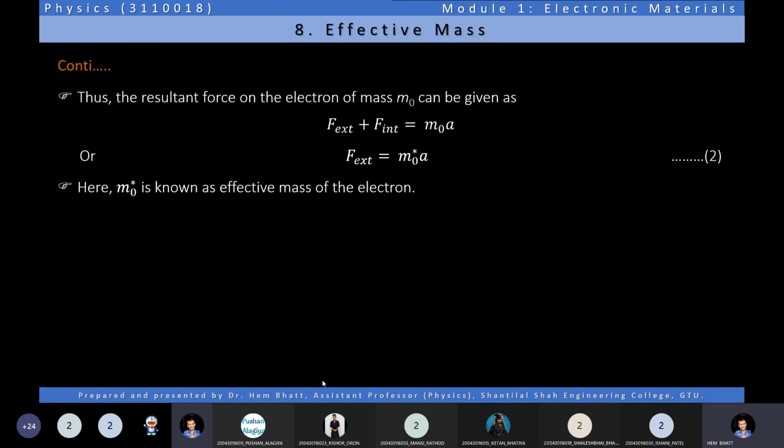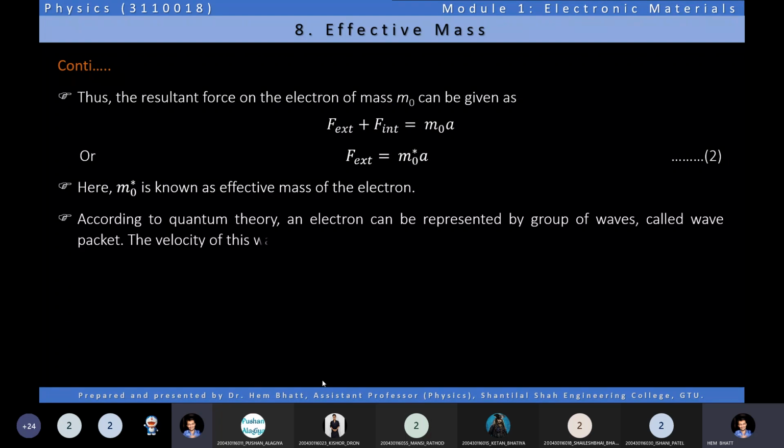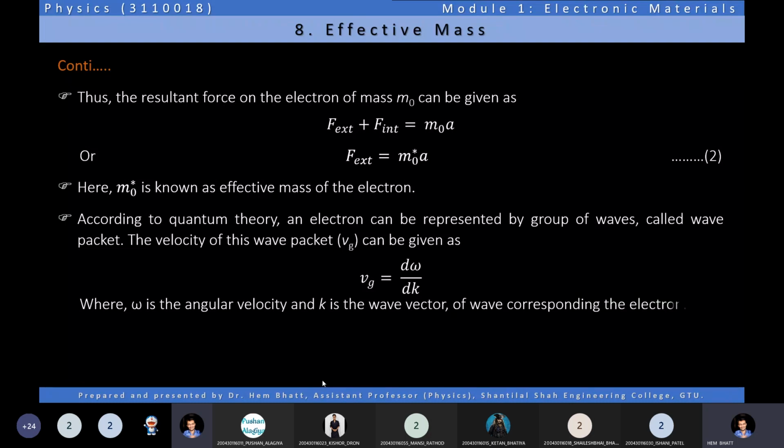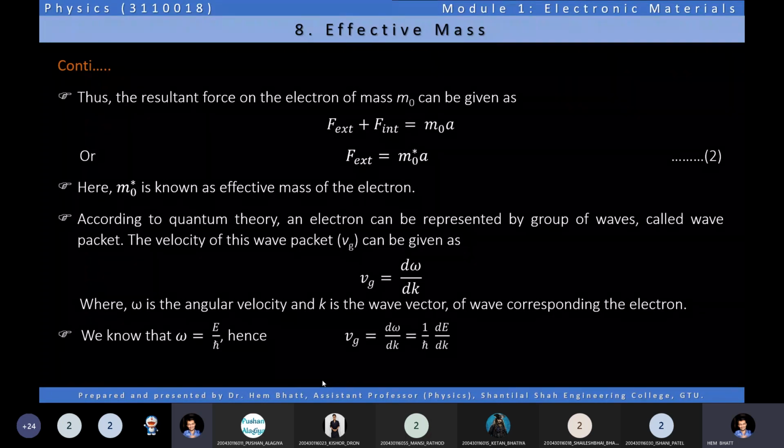Now, according to quantum theory, we can always have a wave corresponding to the electron. So the electron can be represented by a wave packet, and the velocity of that wave packet can be given as d omega by dk. Once you have velocity, the advantage is you can reach acceleration. Once you have acceleration and force, you can find out effective mass. So Vg is d omega by dk, and that is 1 by h cut dE by dk, which I had earlier explained.